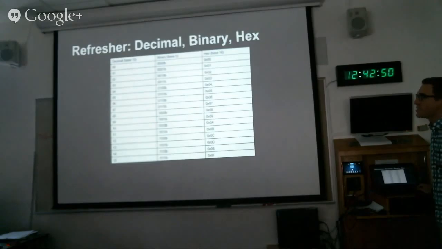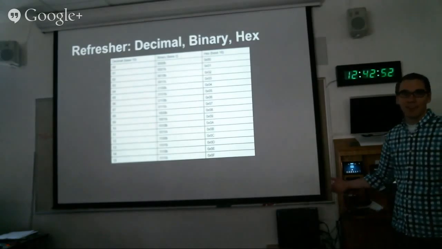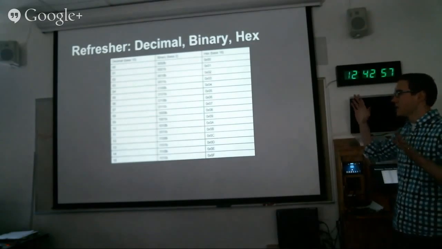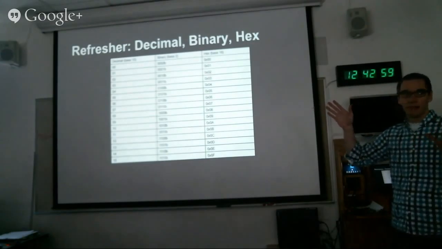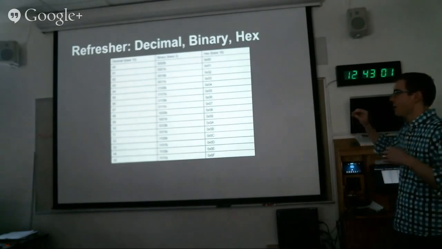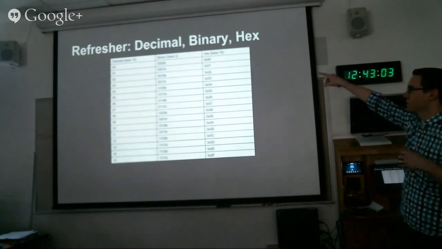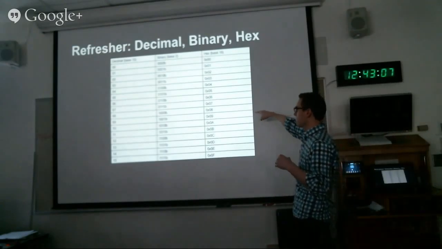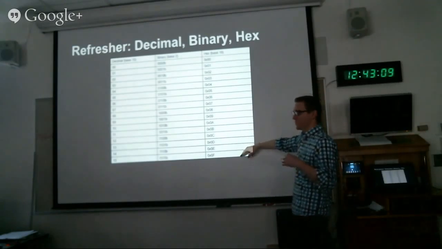So hex is base 16. We have a base 10 counting system, right, 1 to 10. Binary is just base 2, so there's just 2 options. Hex is base 16, so it goes from 0 all the way up to F. So once you hit 9, you don't go to 10, you go to A, B, C, D, E, F.